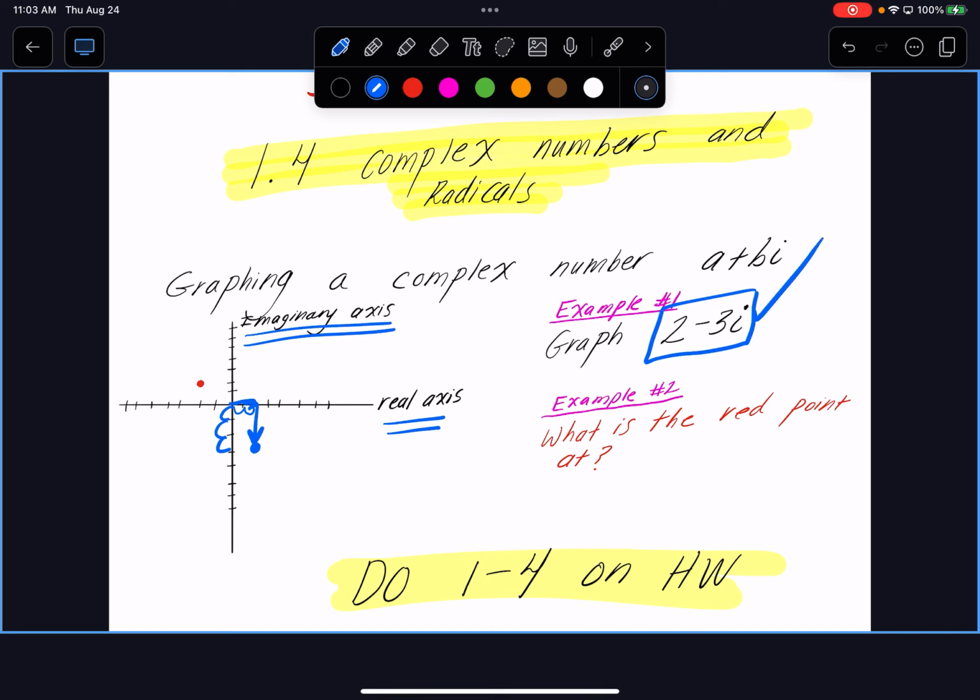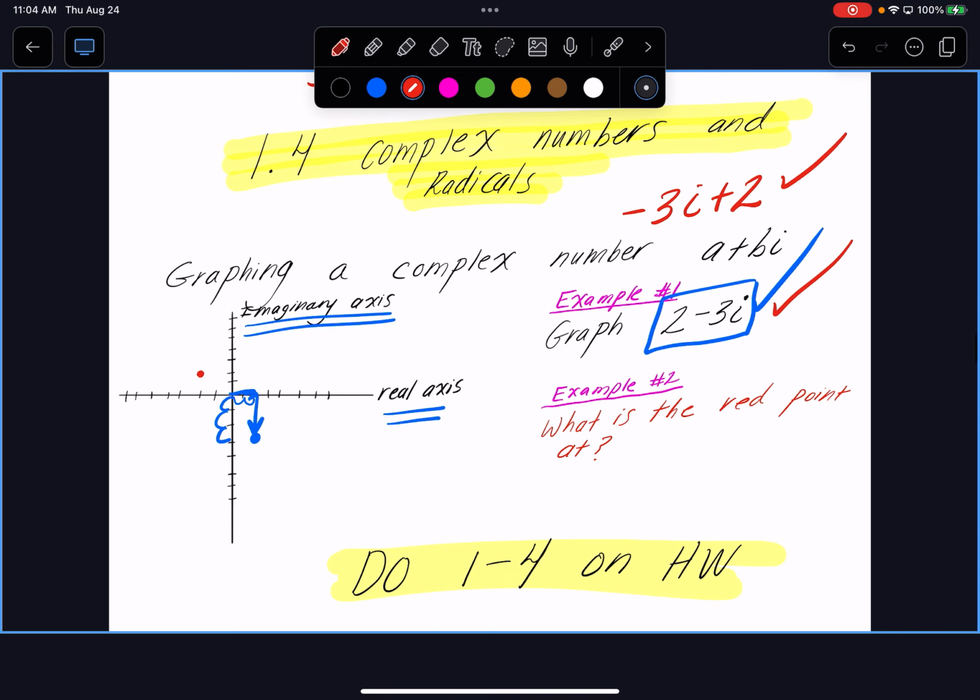Would it still be the same if negative 3i was in the front? Yep. Exactly. You make a very good point. If we had negative 3i plus 2, we know that this is the same answer as this, and so it would graph the same. Good question.